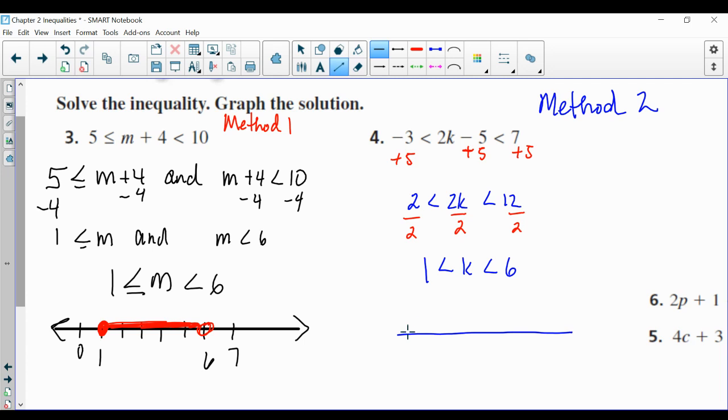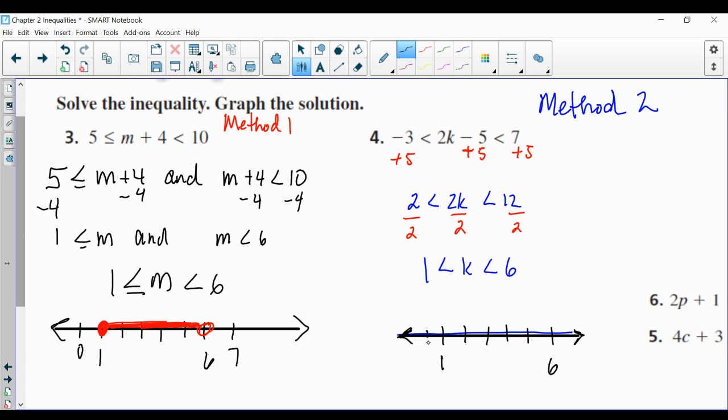Whoops. Grab my tool. There it is. Okay. All right, so I know here's 1, 2, 3, 4, 5, 6. All right. And so my endpoint is open. And then, so that's my minimum. My maximum value is open as well. And they're just connected together.